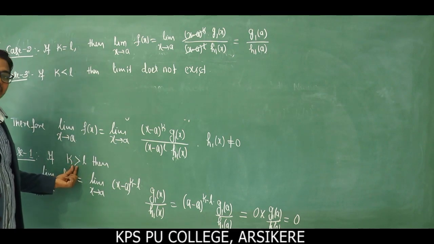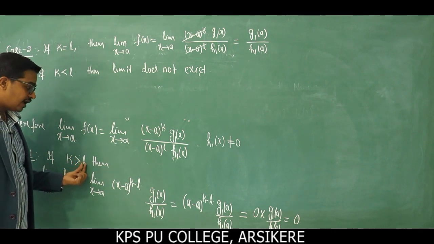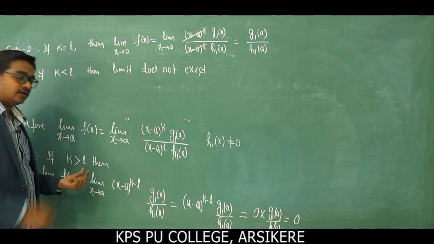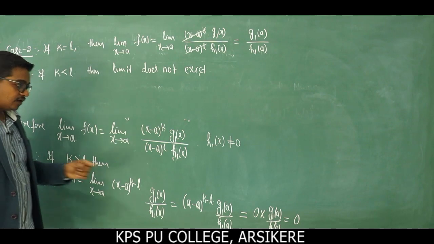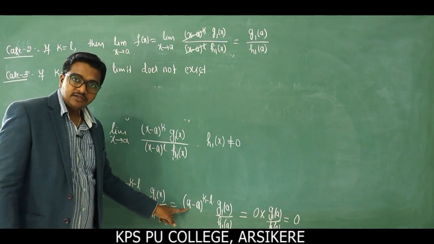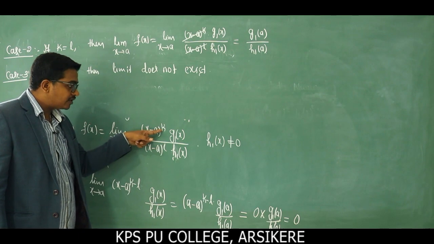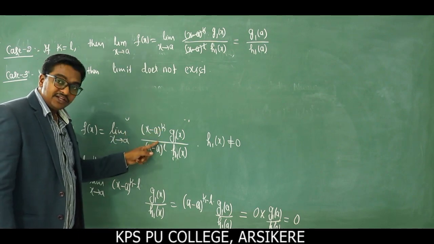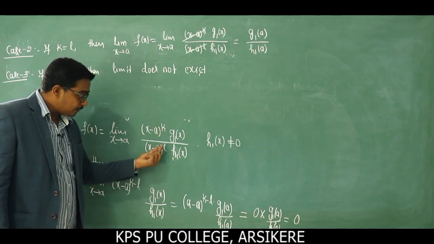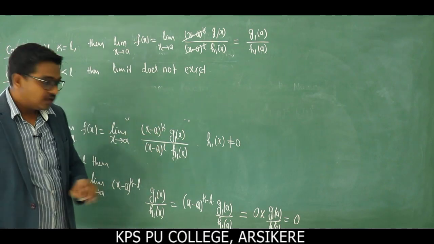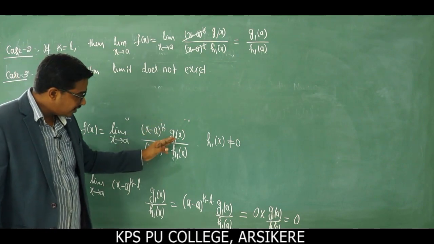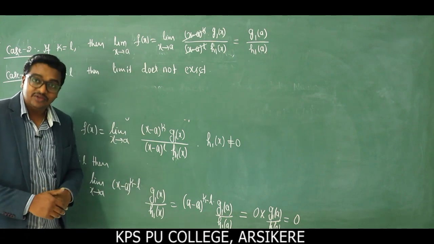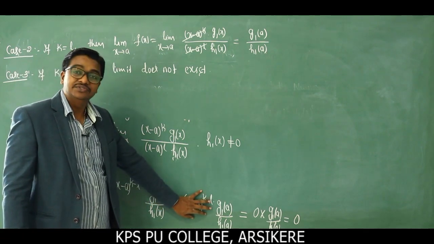Suppose the k value is greater than l, so the numerator has the highest repeated factors compared to the denominator. In that case, replace x is equal to a. Suppose the numerator has (x minus a) whole power 3 and here (x minus a) whole power 2. Then we get (x minus a) whole power 3 minus 2, that is x minus a. So one factor x minus a remains, and the remaining is g1 of x divided by h1 of x. When you replace x is equal to a there, this value becomes 0.